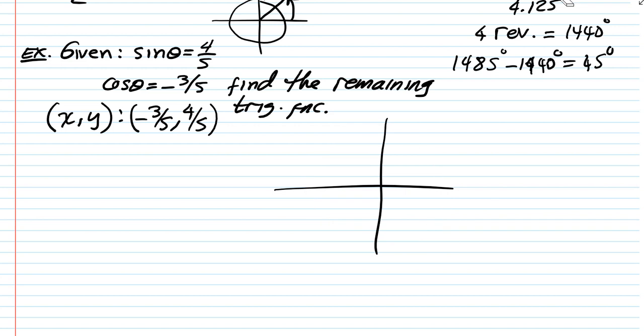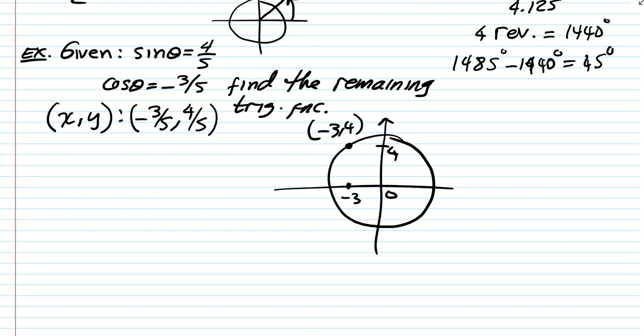Let me actually do a better drawing here. So here's, let's say, negative 3, that's 4. This is a point negative 3, 4, isn't it? X is negative, y positive. So the point must be in the second quadrant. Therefore, I can determine the radius of the circle.